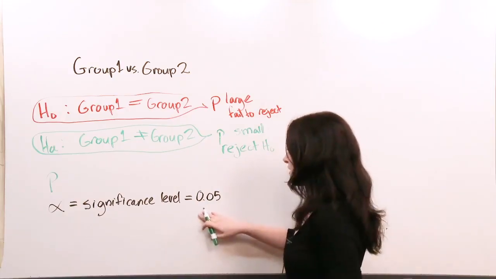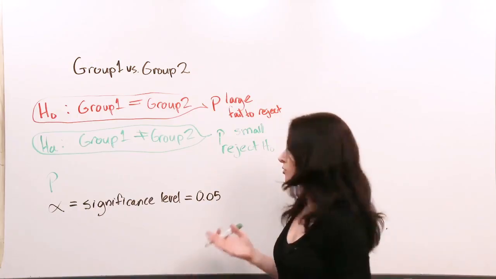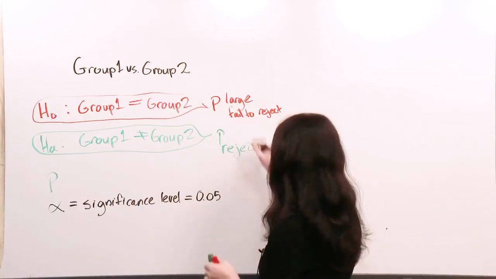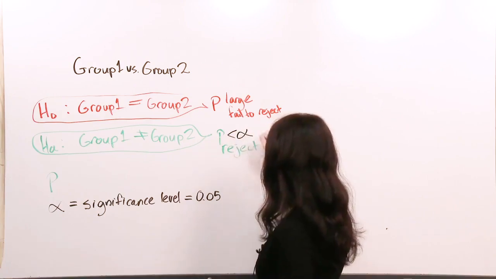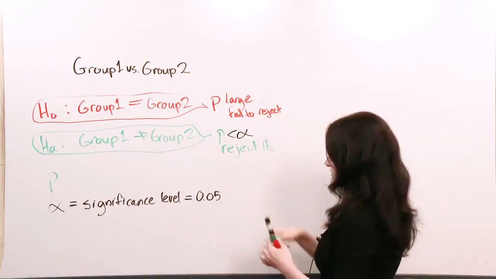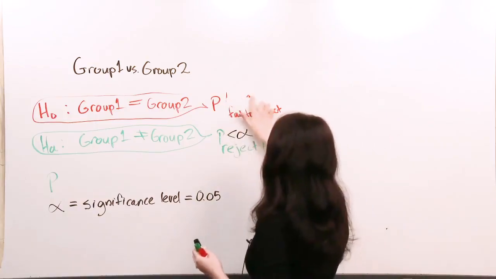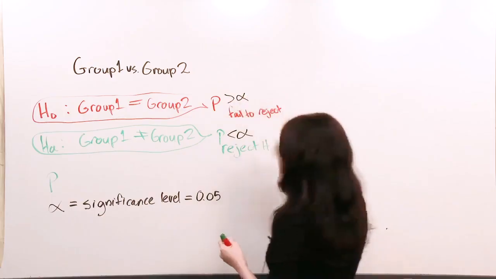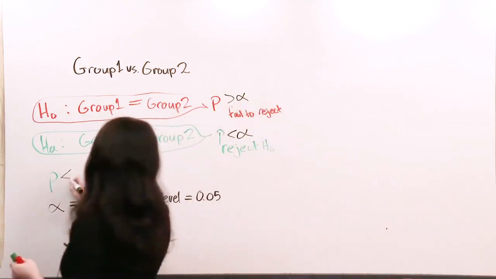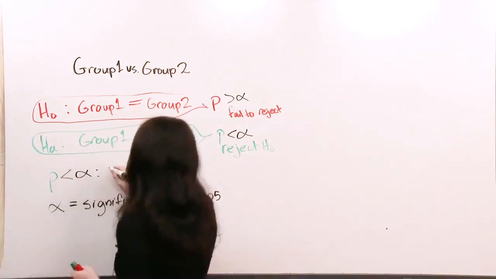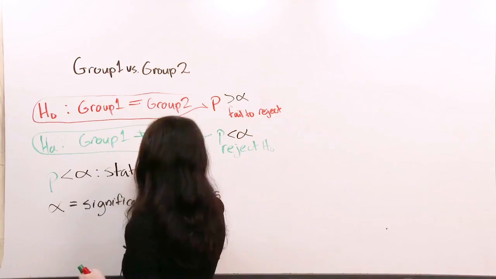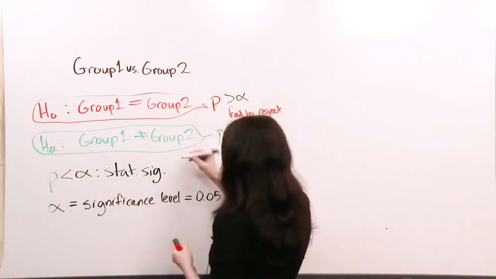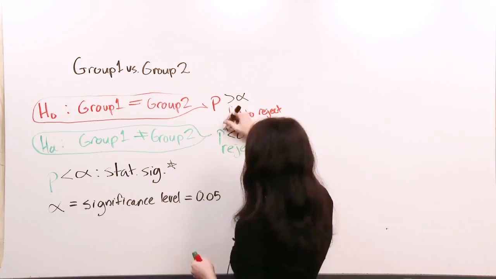So alpha is the cutoff level where we decide whether p is small or large. If p is less than alpha, if it is smaller than 0.05, that means that we get to reject the null. And if p is greater than alpha, that means we fail to reject. When p is less than alpha, that means that we have reached statistical significance. This is what people are going for when they do research. The way that this is denoted sometimes is with a little star. So we'll give this p a star.